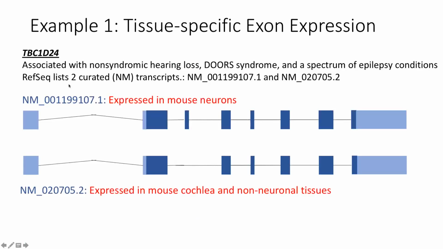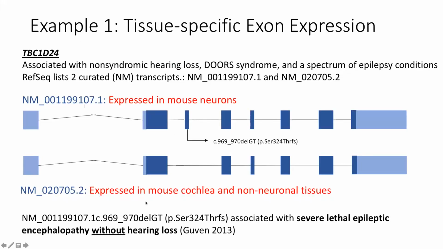RefSeq, which I'll talk a little bit more about soon, lists 2 curated NM transcripts, and these are shown here. This one at the top is expressed in mouse neurons, and this one below is expressed in mouse cochlea and non-neuronal tissues.